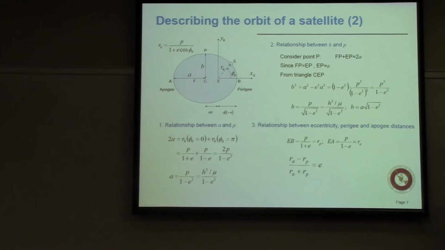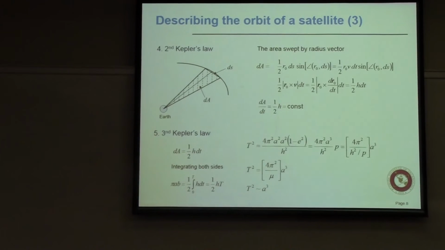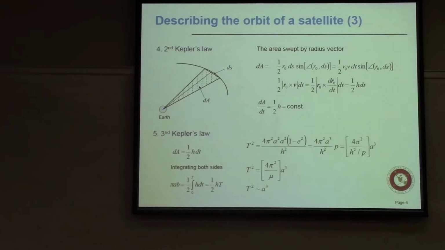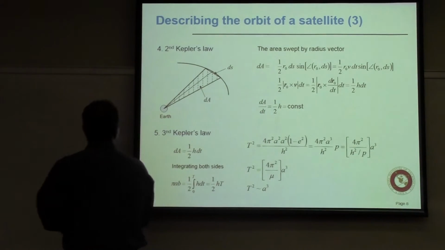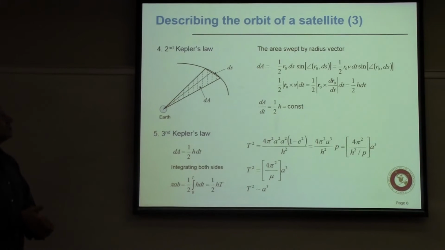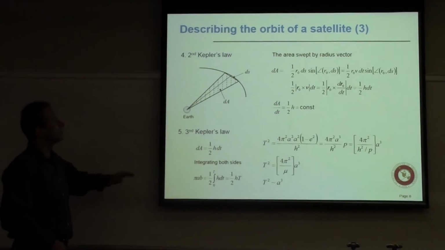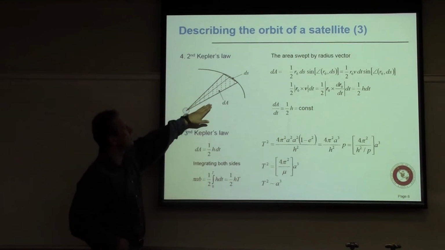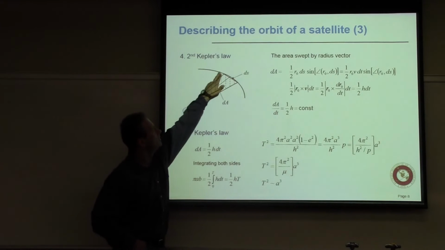And let me go through the remaining two. The second Kepler's law, what did we say about the second Kepler's law? We said that the sector velocity needs to be constant. So how do I express that one? Well, what is the sector? What is the area swept by a radius vector? It's this elementary area dA.